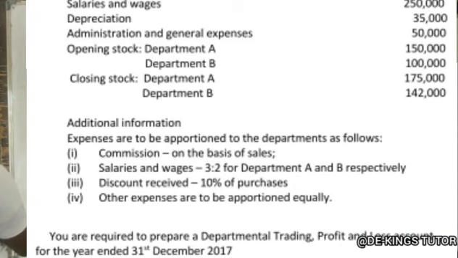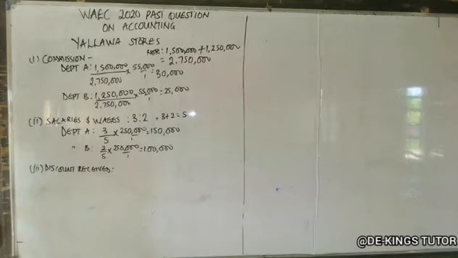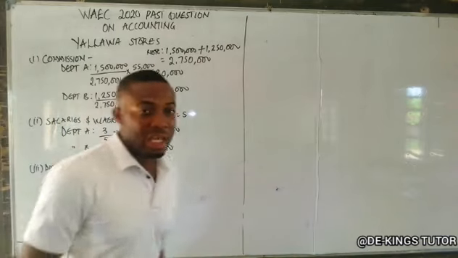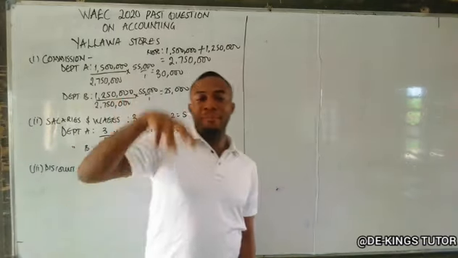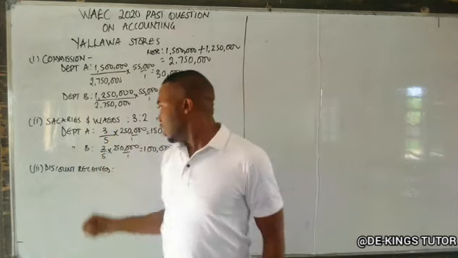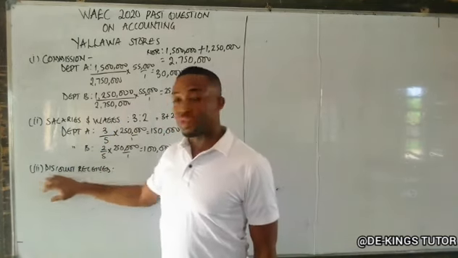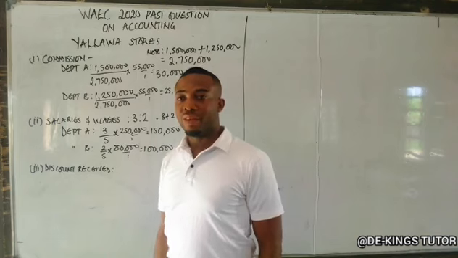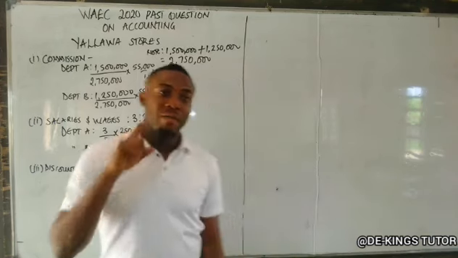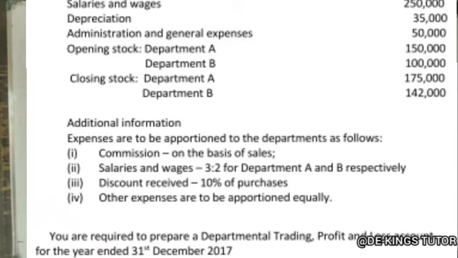Discount received, they said it should be 10% of purchases. It means that the purchases figure, get 10% of it, then it should be apportioned as regards discount received. Okay, so what should we do here? We are going to first of all get 10% of the purchases figure, because they said it was 10% in the question.